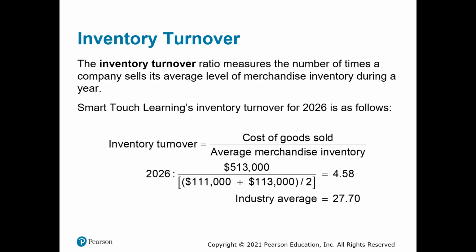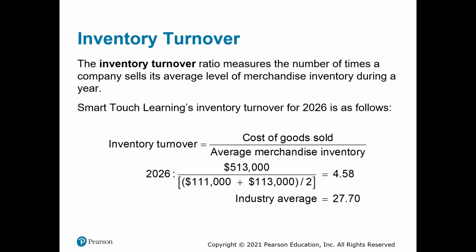during a year. So for Smart Touch, our cost of goods sold in 2026 was 513,000. We're going to divide that by our average level of inventory during the year. The best way to approximate that is to go to your comparative balance sheet, take your last two reported levels of inventory and find the average of those two. You add them together and divide by 2. After we math this all out, we see that Smart Touch Learning had 4.58 inventory turns per year. They have a certain amount of inventory on hand that's usual for them, and they flip through that inventory 4.58 times during the year.